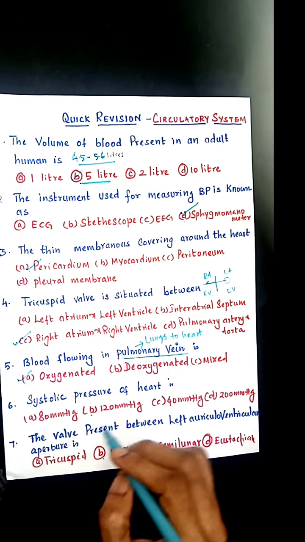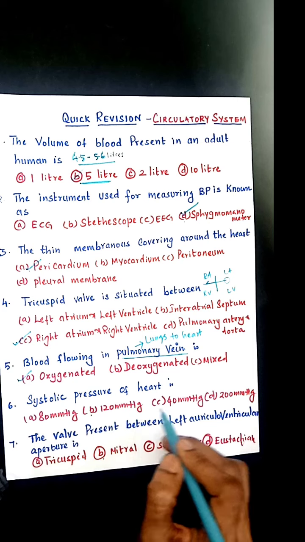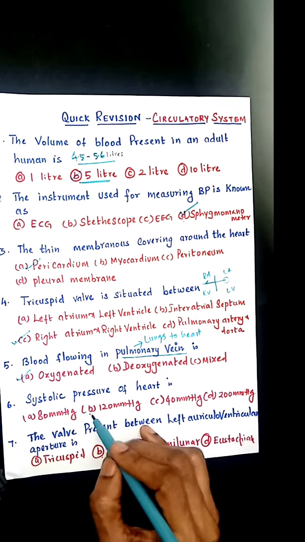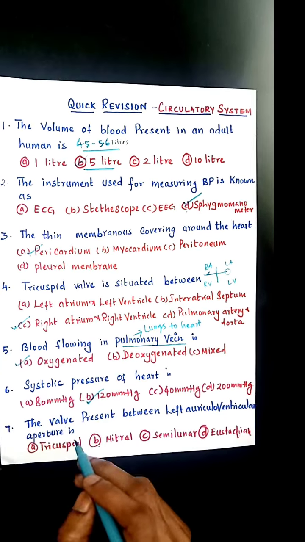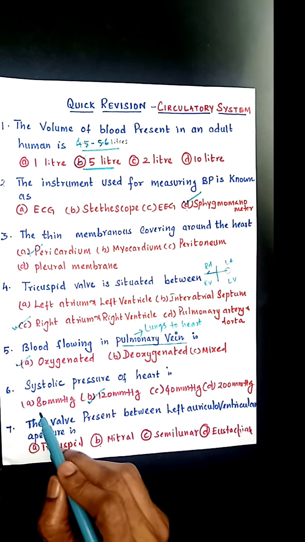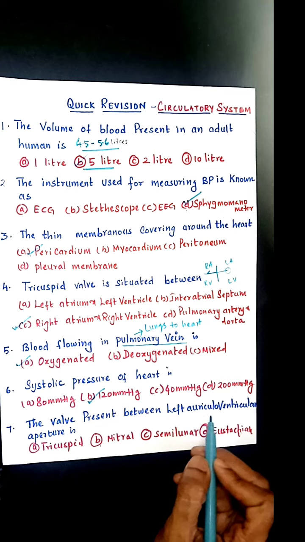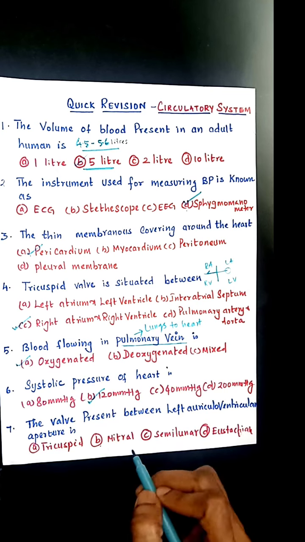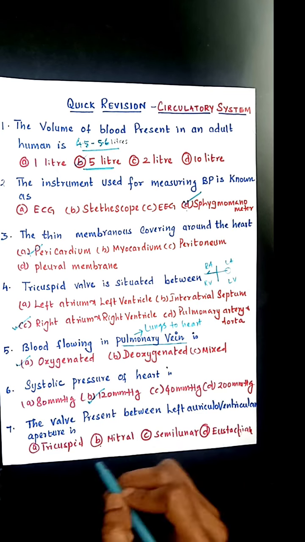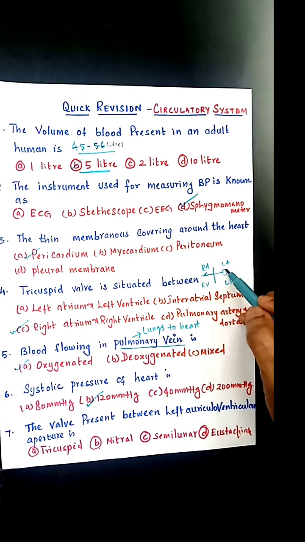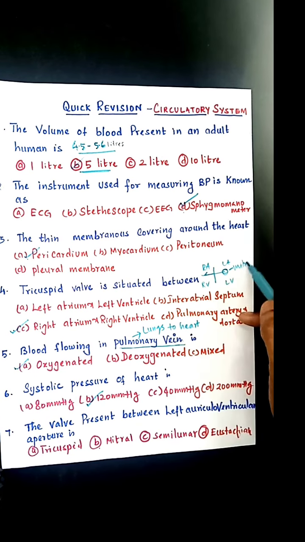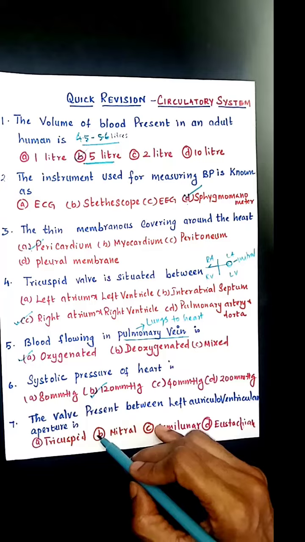Systolic pressure of the heart is 80 mm Hg, 120 mm Hg, 40 mm Hg, or 200 mm Hg. Correct choice is 120 mm Hg. If they ask about diastolic pressure, then the correct choice is 80 mm Hg. The valve present between the left auriculoventricular aperture is tricuspid, mitral, semilunar, or Eustachian valve. Here we have seen the left side is guarded by the mitral valve. So the second choice is correct.